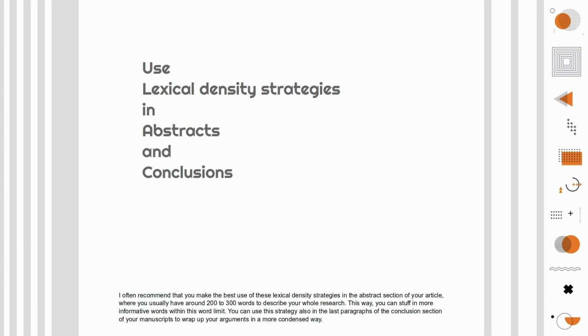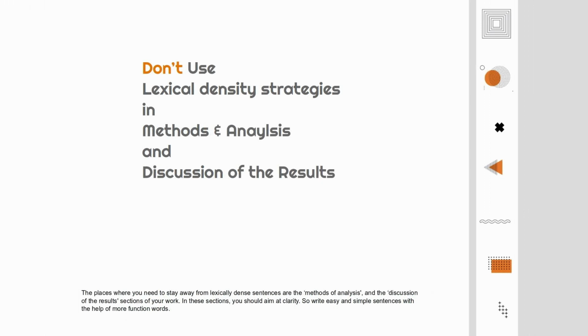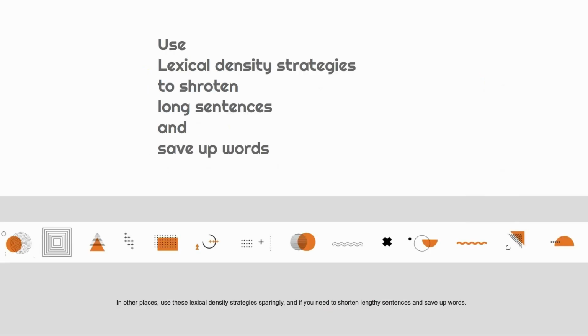You can use this strategy also in the last paragraphs of the conclusion section of your manuscript to wrap up your arguments in a more condensed way. The places where you need to stay away from lexically dense sentences are the methods of analysis and the discussion of the results sections of your work. In these sections, you should aim at clarity, so write easy and simple sentences with the help of more function words. In other places, use these lexical density strategies sparingly, and if you need to shorten lengthy sentences and save up words.